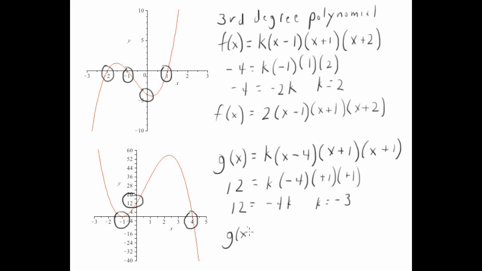So g of x is going to be negative 3 times x minus 4 times x plus 1 quantity squared. And that's the formula that corresponds to that polynomial.